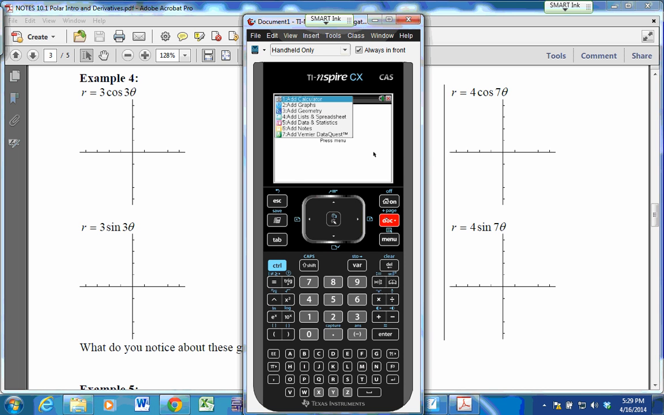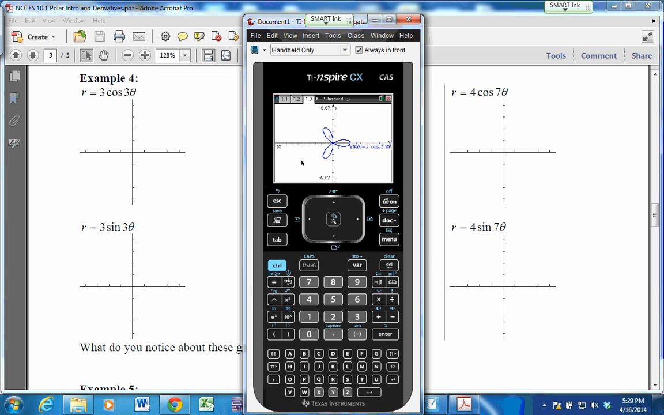So we're going to go ahead and open a new page, and again go to menu and then change it to polar. And so let's start with 3 cosine 3 theta. And if you remember from doing these before in pre-calculus, you might remember what it looks like. And there we go, we get a rose curve.